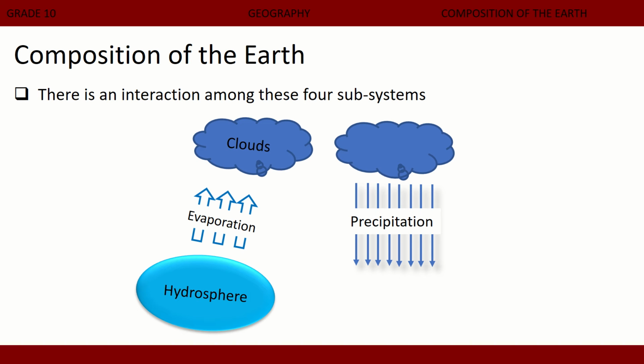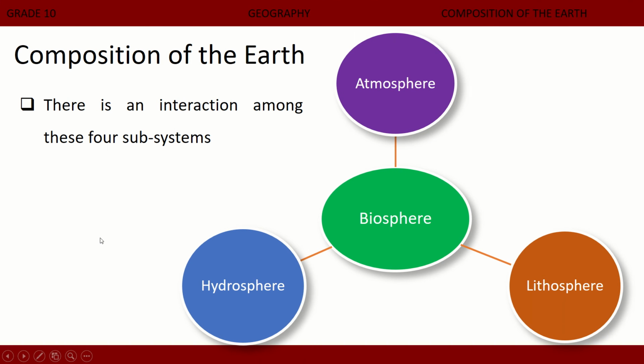For example, the water in the hydrosphere is added to the atmosphere through evaporation and forms clouds. The water falls again to the earth as precipitation. According to this figure, we can clearly see atmosphere, lithosphere and hydrosphere are interrelated with biosphere.